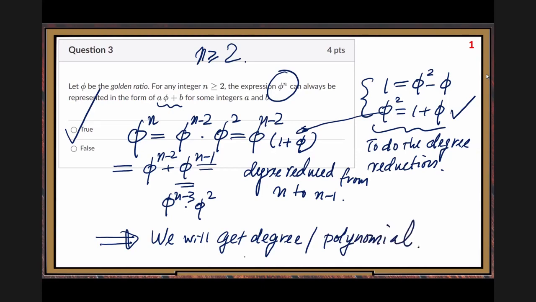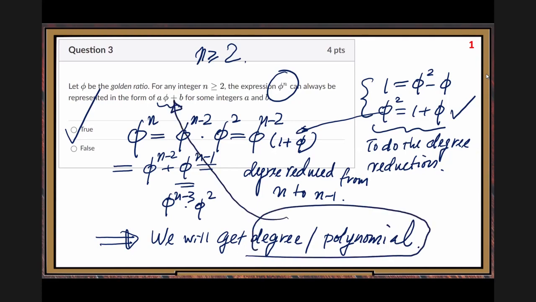Is the degree 1 polynomial just a phi plus b, with integer coefficients? Because in our degree reduction, we always use integer coefficients, right? We won't have fractional coefficients. So that's how you see it.